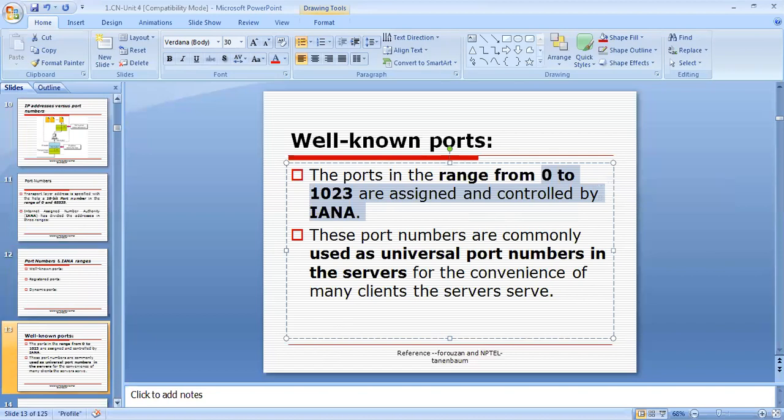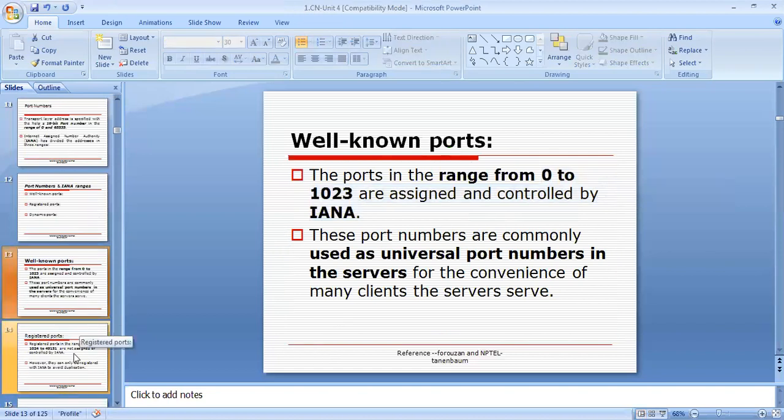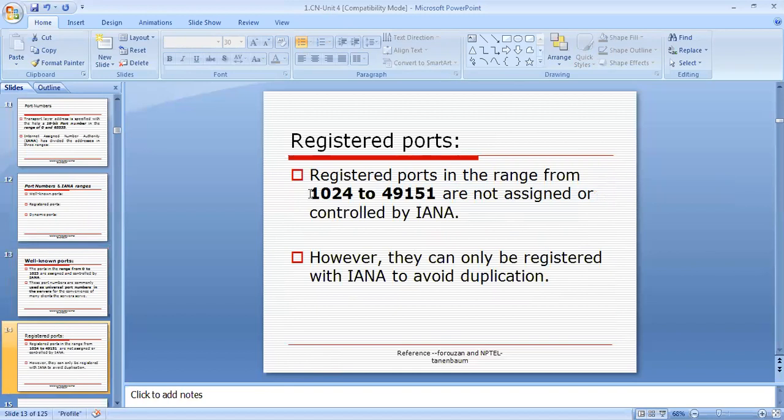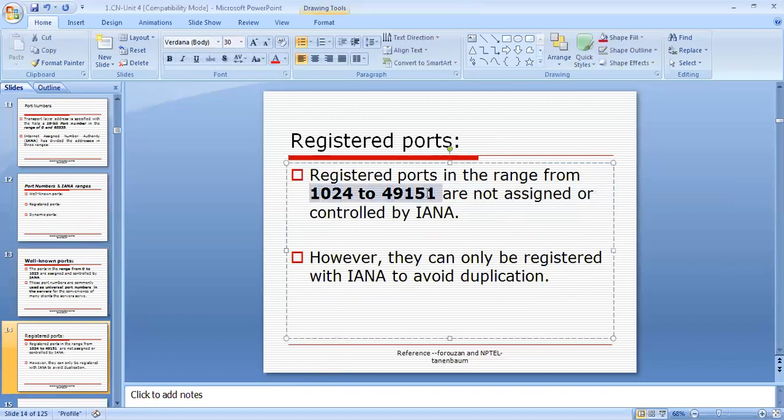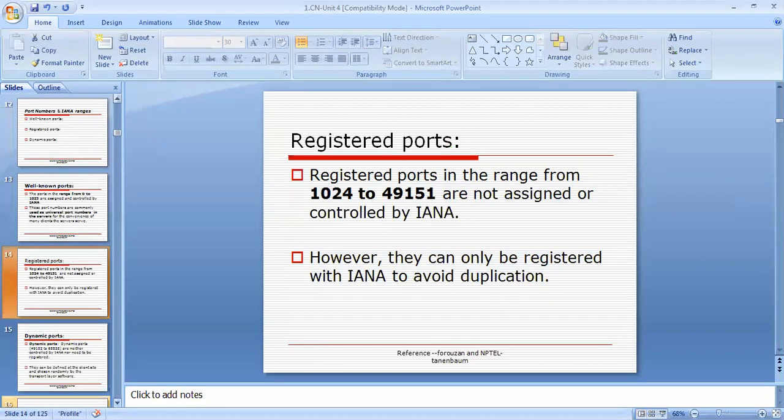Now next, the addresses from 1024 to 49151 are called the registered port addresses, and these are not assigned or controlled by the IANA. However, these addresses can be registered with the IANA to avoid any duplication. So when a user wants to implement a particular service and wants to register that port, he can choose a port number within this range.